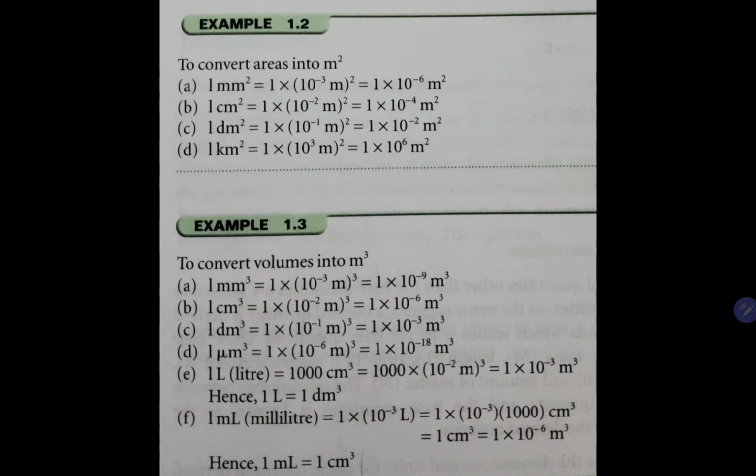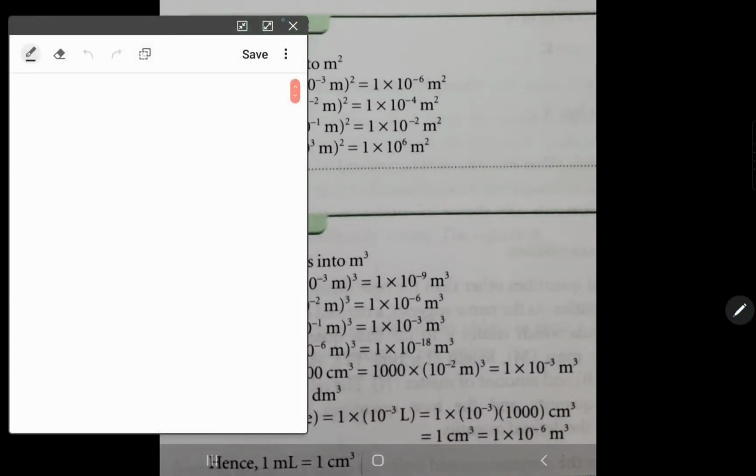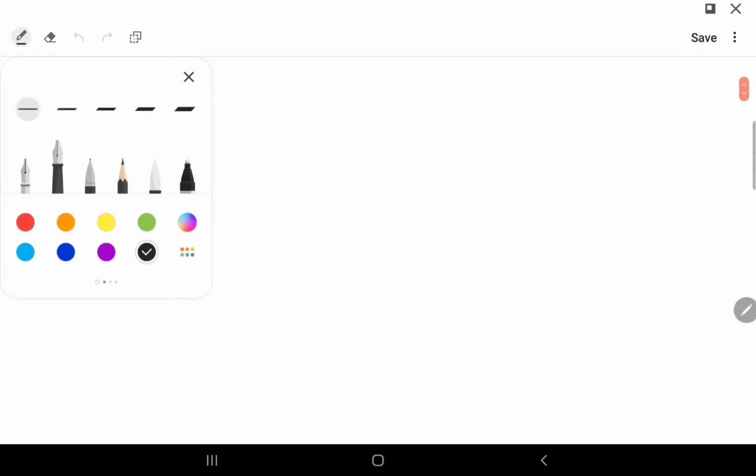For example, I ask you to convert one micrometer to kilometer. So what is the value? First, I want to show you how to use the left minus right method.